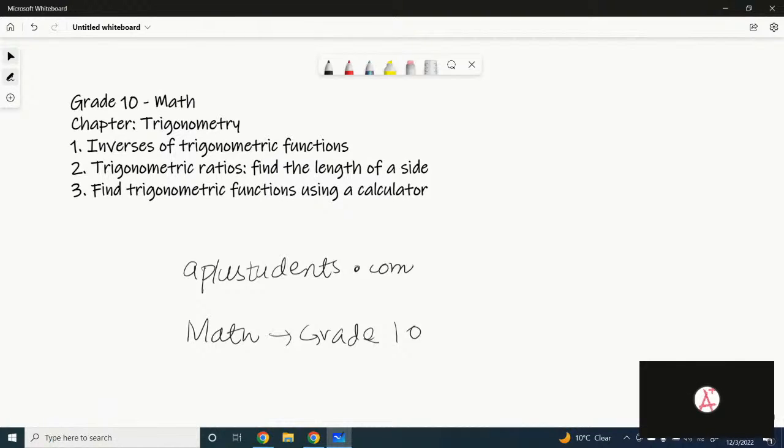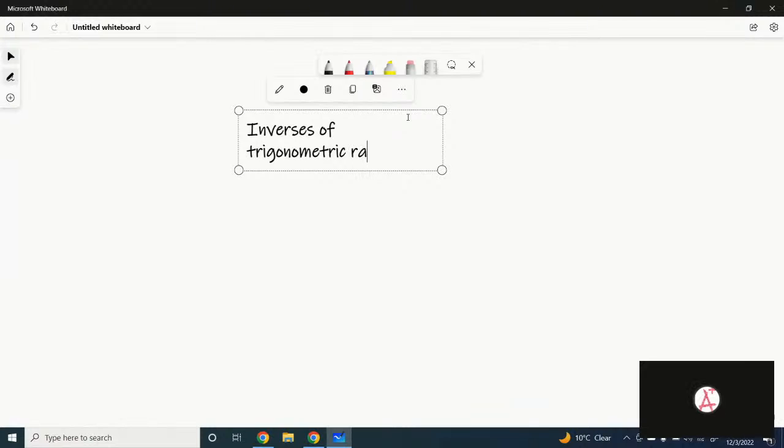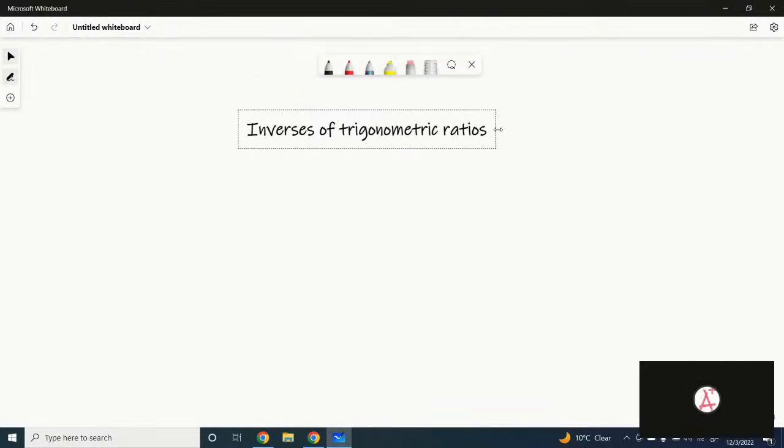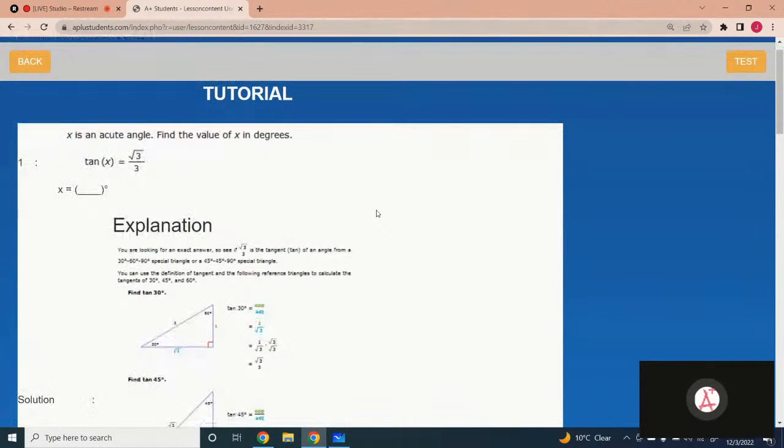Got it? Let me write down the lesson name, then we'll start. Okay, the lesson name is inverses of trigonometric ratios. Okay, let's start with the lesson. I'm on grade 10 maths. The chapter name is trigonometry, and here is the lesson, that is inverses of trigonometric functions.